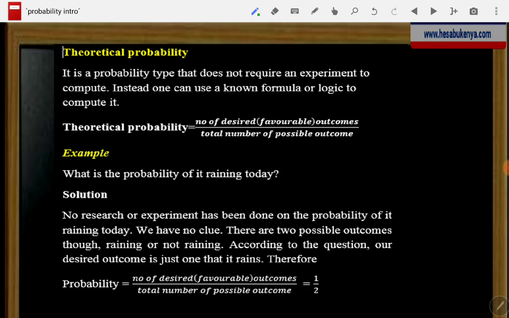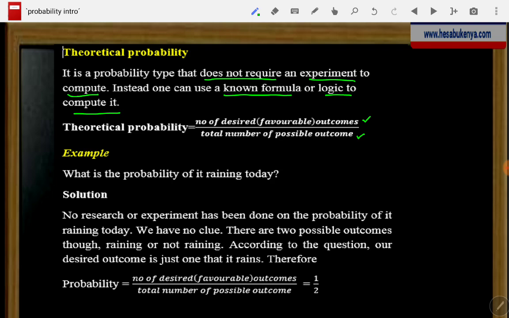Now, the types of probability. One is theoretical probability. It is a probability type that does not require an experiment to compute. Instead, one can use a known formula or logic to compute it. Now, the formula for theoretical probability is the number of desired outcomes over the total number of possible outcomes.